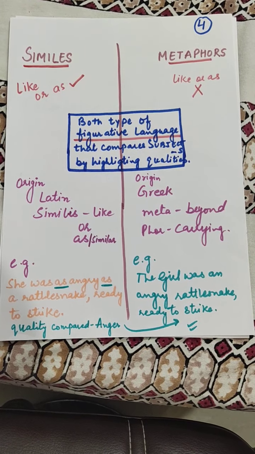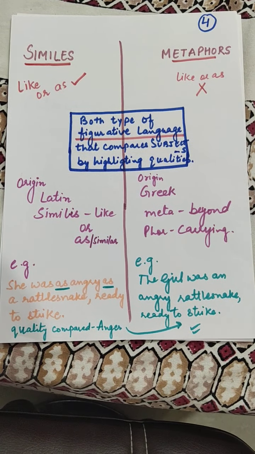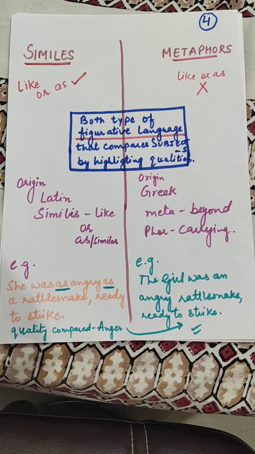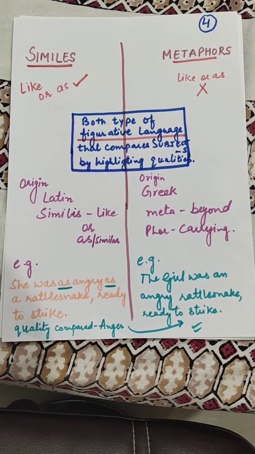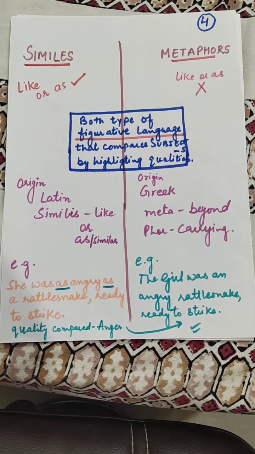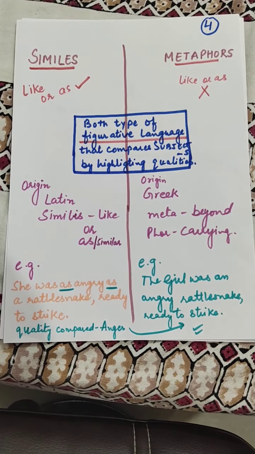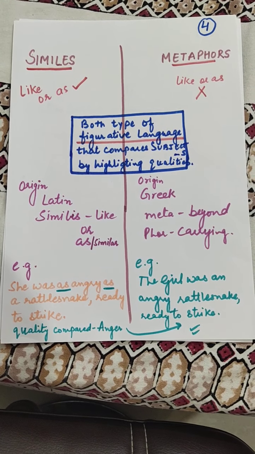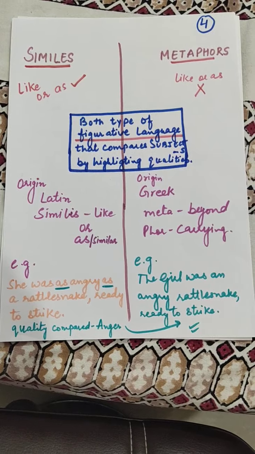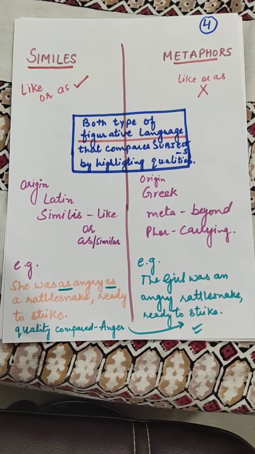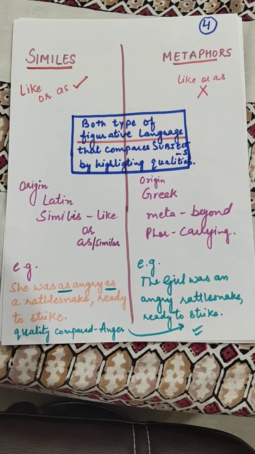Now, here are the two examples. As far as a simile is concerned, she was as angry as a rattlesnake ready to strike. Do you think the girl has been converted into a snake when she was angry? No, my dear students. It means that the girl's anger is as quick as a rattlesnake. So the usage of the word as clarifies that it is a simile.